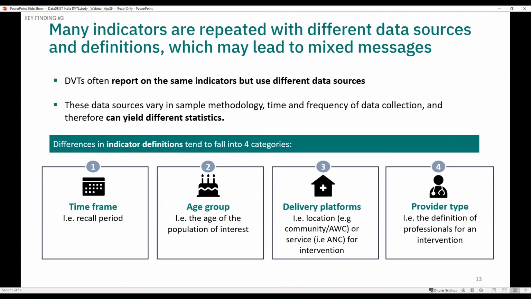In terms of indicator definition differences, they tend to fall into 4 categories across DVTs. One is the time frame, that is the recall period for an indicator; age group, that is the age of the population of interest; delivery platforms, that's location, such as community or AWC Anganwadi Center, or service such as antenatal care for interventions. And fourthly, provider type, in terms of the definition of professionals for an intervention, such as whether it's a doctor, ANM, or nurse, midwife, those kinds of variations.